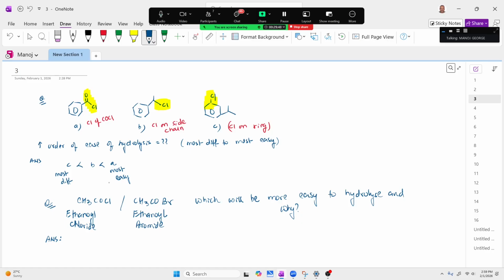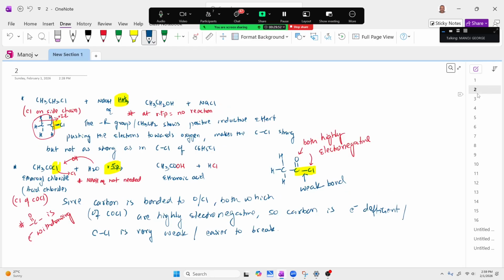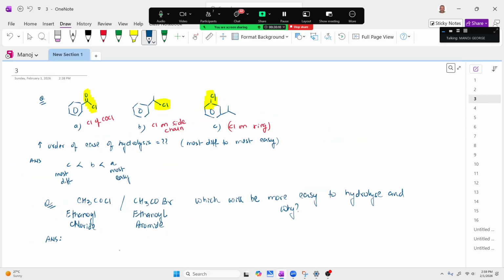Go down to page 2. Yeah, I will. Page 2. Okay, fine. So the Br will be easier compared to Cl. Very good answer. But then any idea why is it like that? The Br will be easy to remove.